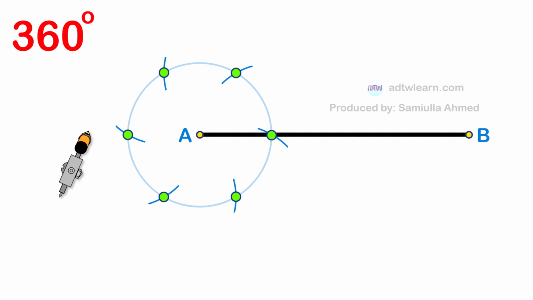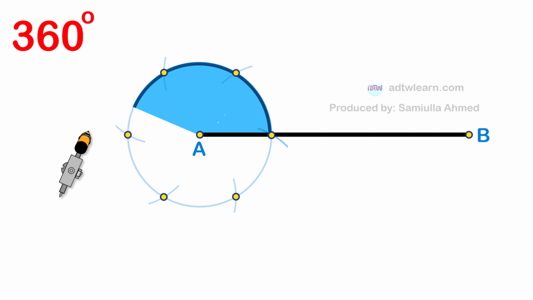The angle made by these intersection points with the center point A will be 60 degrees. The angle from here to here will be 60 degrees. If we further increase up to here, it will be 120 degrees, then 180 degrees, then 240 degrees, then 300 degrees, and at the end, 360 degrees.